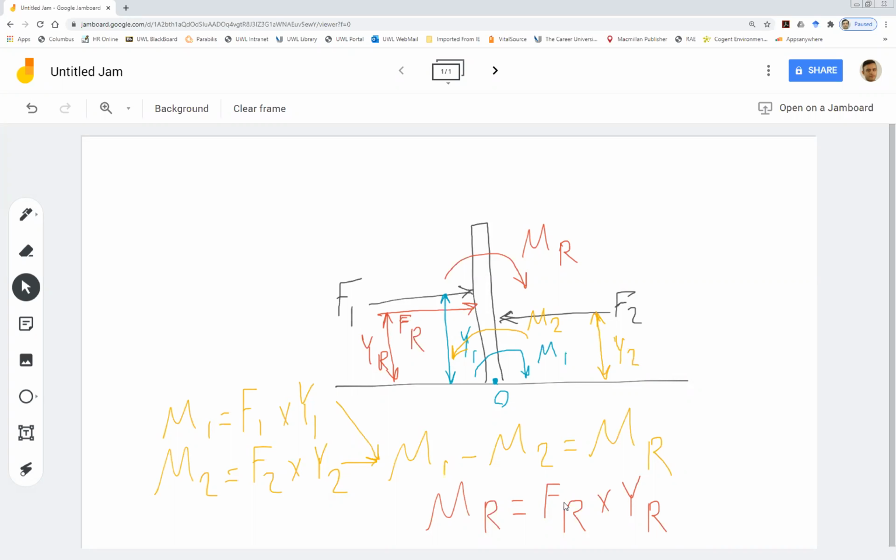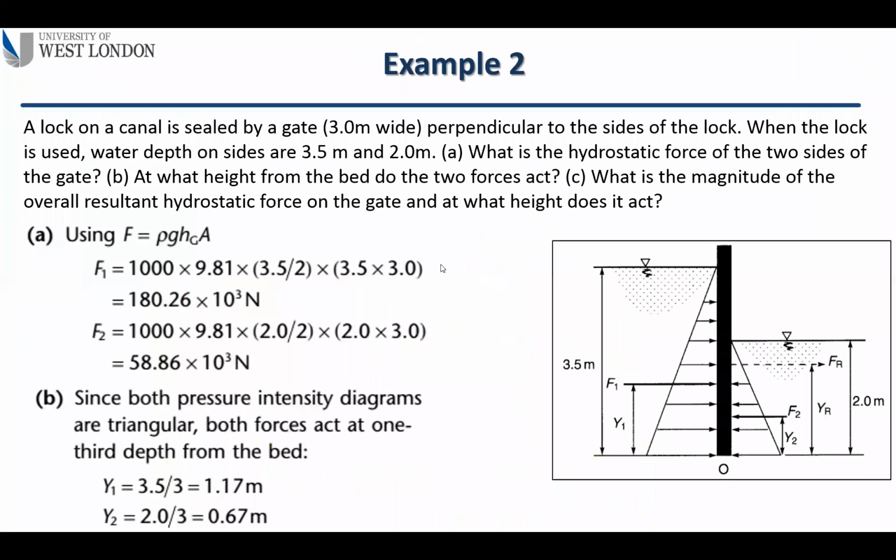YR. What is the FR, by the way? FR you can simply calculate. FR is the difference of F1 minus F2. We already have F1 and F2. We can easily calculate FR, and then substituting in the below formula, we can easily calculate YR. That is the last one that we need to calculate. Okay, so let's get back to the calculations here.